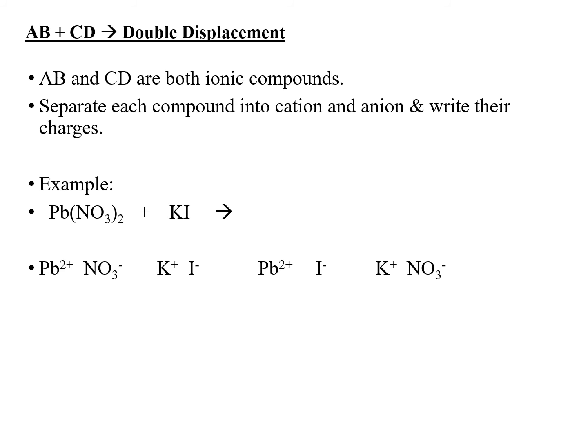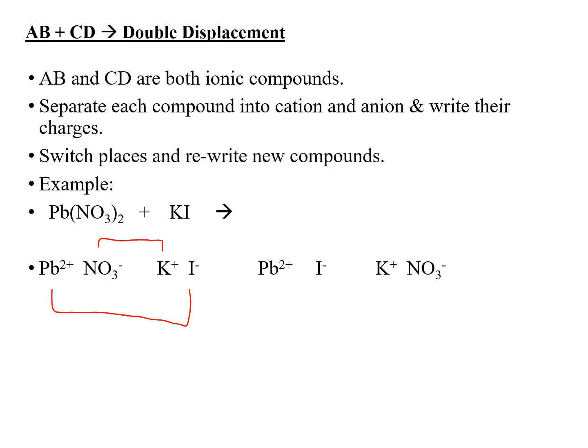So when they switch, if you remember, we do outside, inside. So lead is going to go with iodide, and K is going to go with nitrate. So we write our products. We switch the partners and rewrite the new compounds. We get PbI2 and KNO3, and finally we balance.